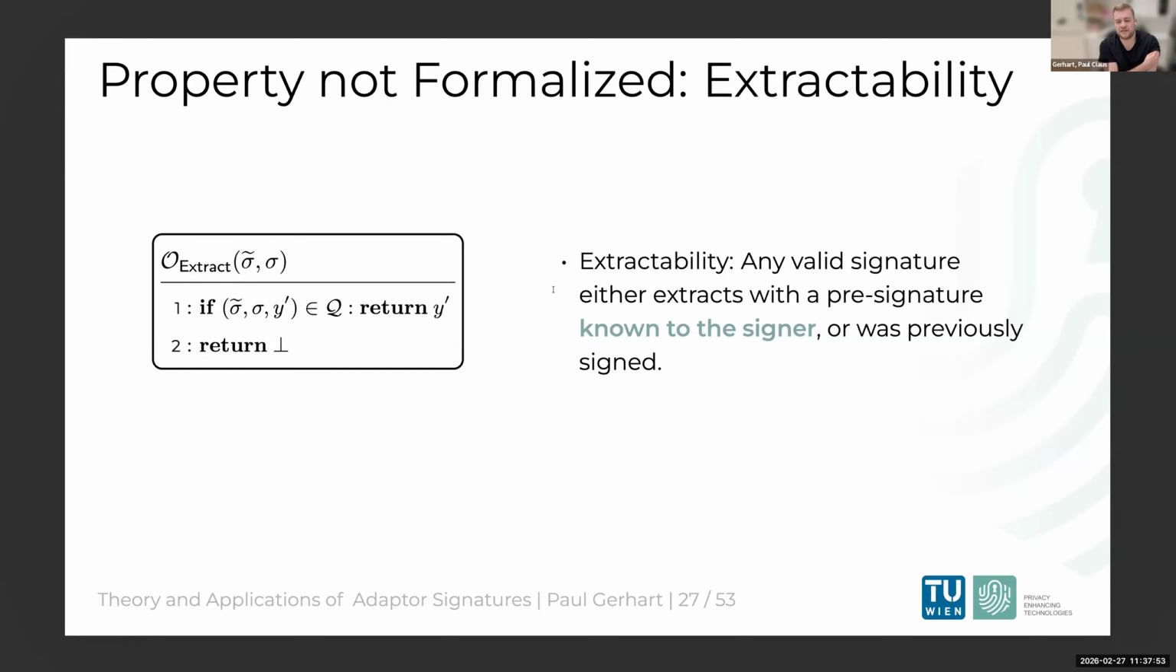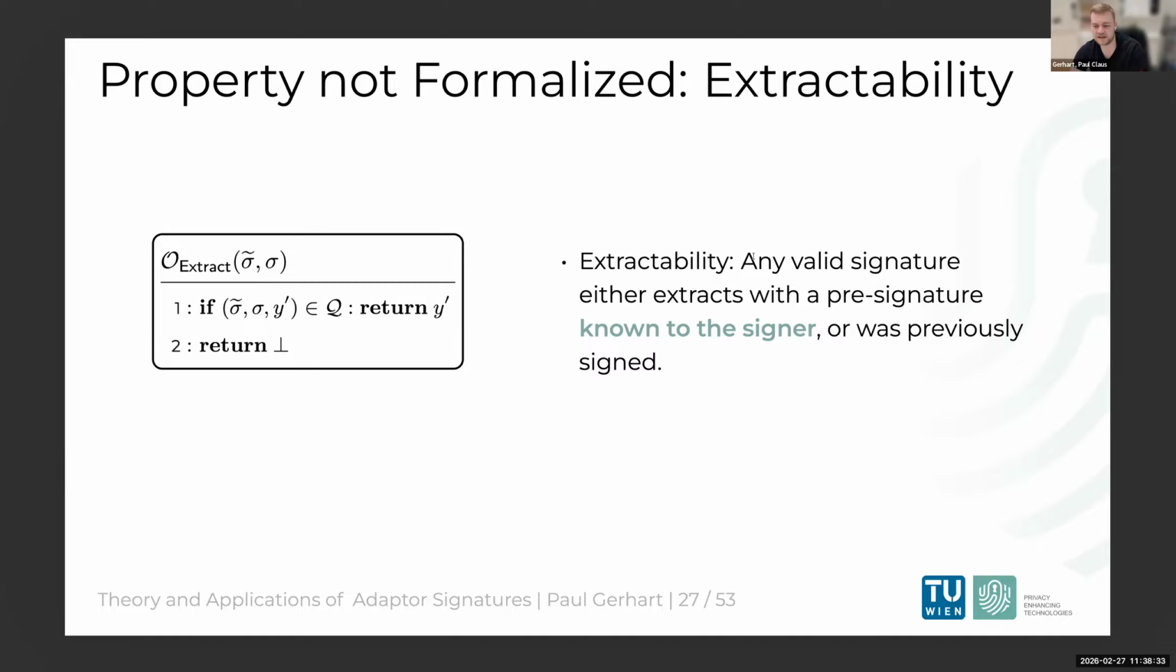A second problem we found is that extractability, one of the important security notions for adapter signatures, is actually not formalized. We look again at the oracle for extractability and we see, okay, if this set was previously stored by adapt, then we return it. Otherwise, we don't return it. And that's inherent because of the way the functionality is designed, the signatures and pre-signatures can be anything. I mean, if the adversary creates them using a forgery or something, we cannot simply run the extract algorithm because there's no fixed algorithm defined here, because the adversary simply provides these values.